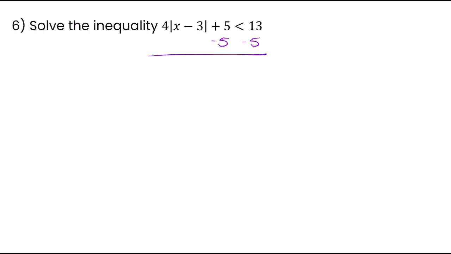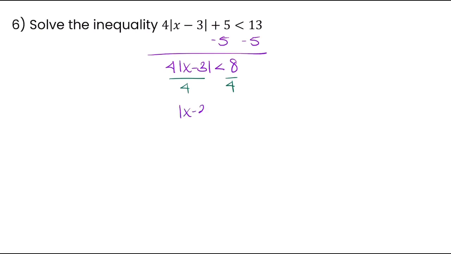So I get 4 times the absolute value of x minus 3 is less than 13 minus 5, which is 8. So now I need to isolate the absolute value by dividing everything by 4. So I get the absolute value of x minus 3 is less than 2.